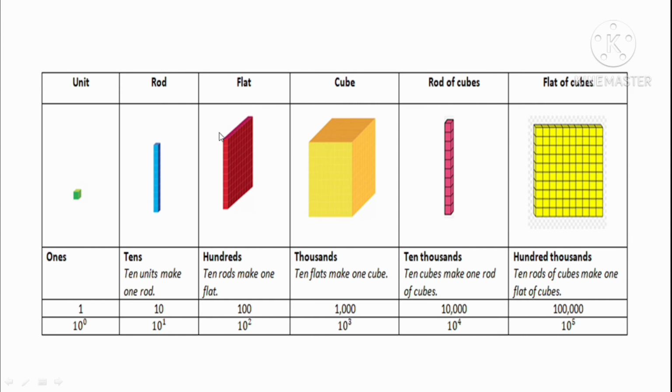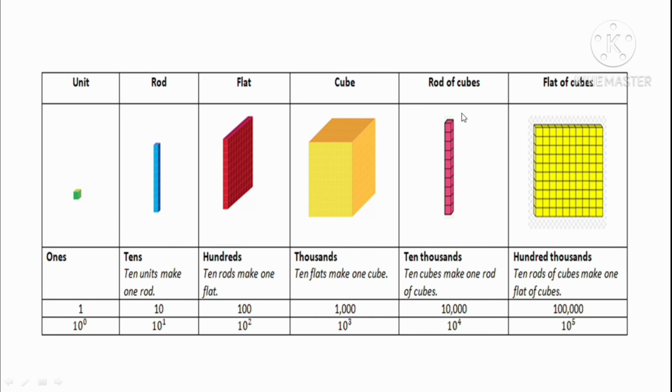The third picture is a flat, where 10 rods make one flat, which represents hundreds. So in base 10, it is written as 10 to the power of 2. The fourth picture is a cube, where 10 flats make one cube, which represents thousands, and in base 10 it is written as 10 to the power of 3.